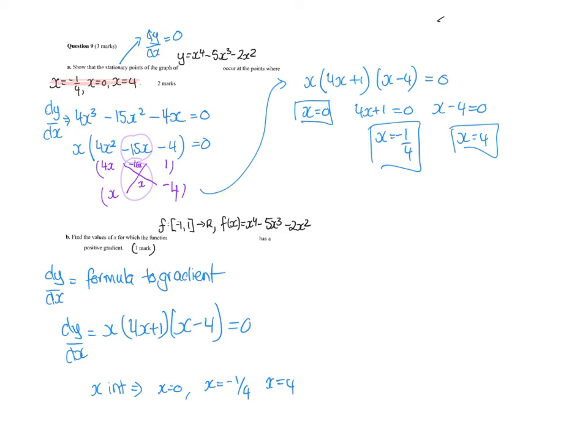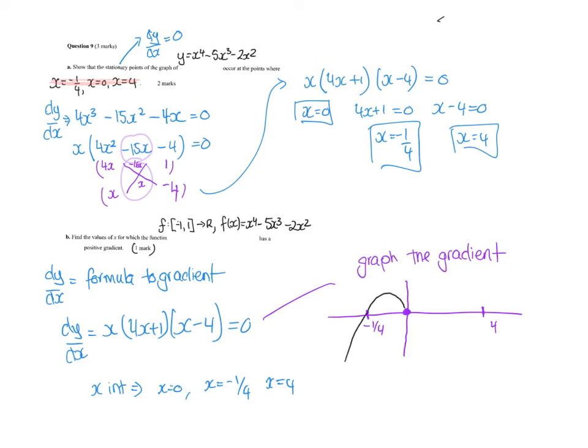So what I'm going to do is graph the gradient, which I know is a cubic. So if I do that, this is that gradient graphed. I know I have an x-intercept of x equals 0, an x-intercept of negative a quarter and an x-intercept of 4. Okay? Now if I go graph this, it was a positive cubic. So it started up here, it goes like that, and goes something like that, wouldn't it?